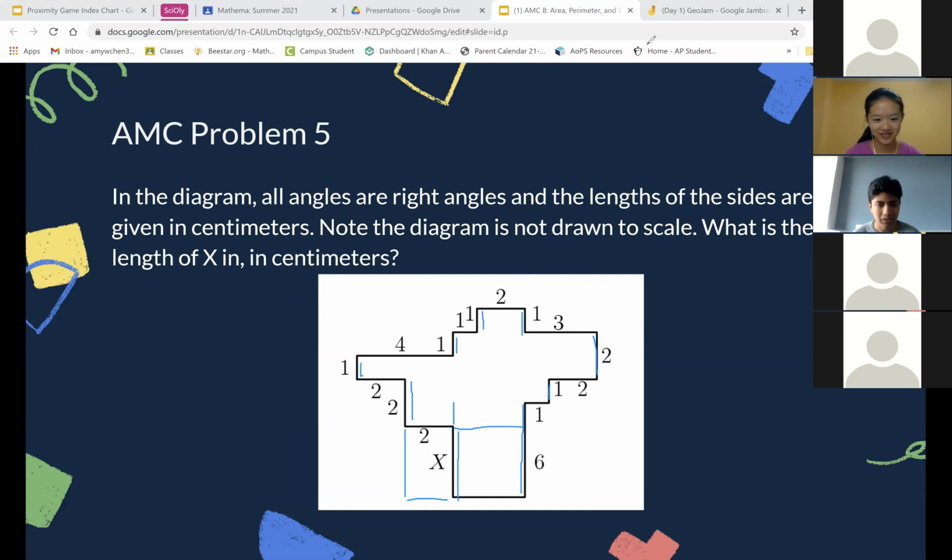You look at the length of 6, and then you see X is a little bit less than 6, and then you look at the length of 1, and X is about 1 less than 6. So what's 6 minus 1? 5. Wow. Yeah. Easy.